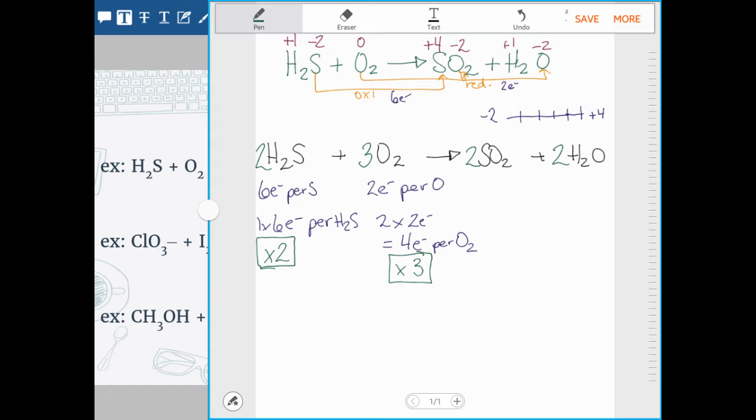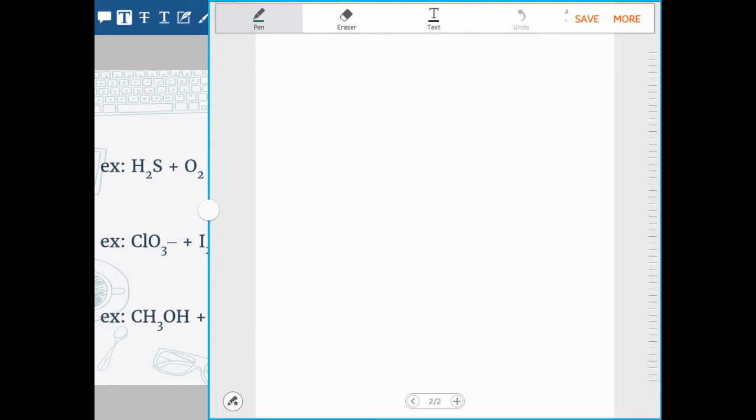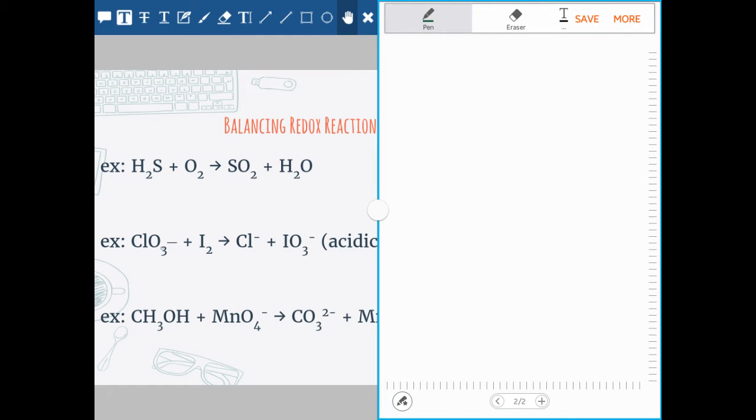Okay, so we know that sometimes reactions are not always in a neutral solution. So let's take a look at an example where we have an acidic solution. Our example is our chlorate ion plus iodine goes to chlorine and iodate.